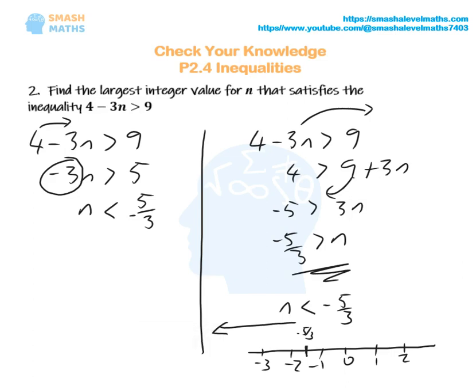So we want the largest value that is going to be in that range. So the largest integer value, whole number value, is going to be that. So n is minus 2. And that's the answer to the question about what is the largest integer value that satisfies that inequality.